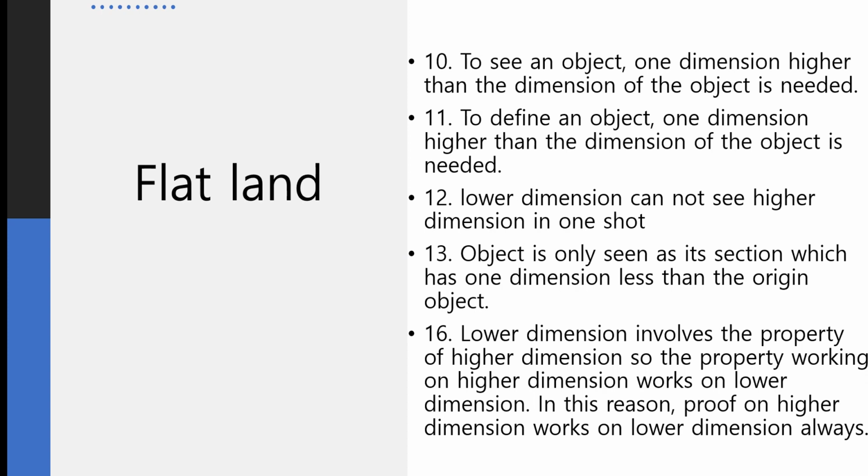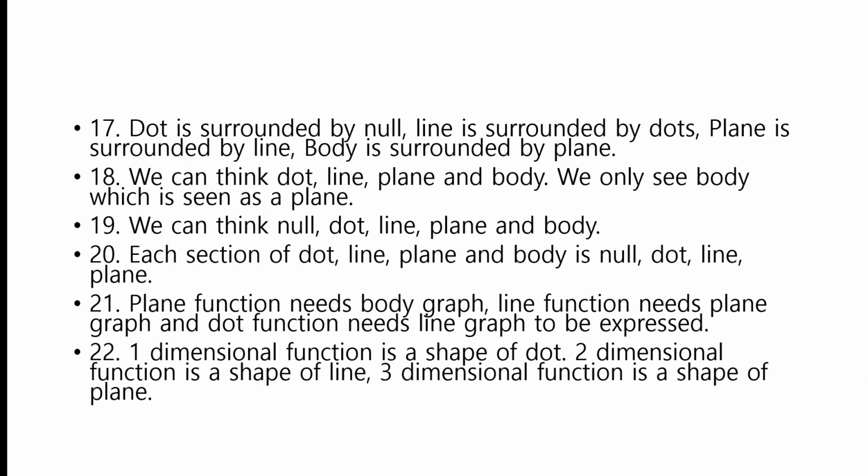The lower dimension involves the property of higher dimension, so the property working on higher dimension works on lower dimension. In this region, proof on higher dimension works on lower dimension always. Dot is surrounded by null, line is surrounded by dot, plane is surrounded by line, body is surrounded by plane. We can't think dot, line, plane, and body. We only see body which is seen as a plane.